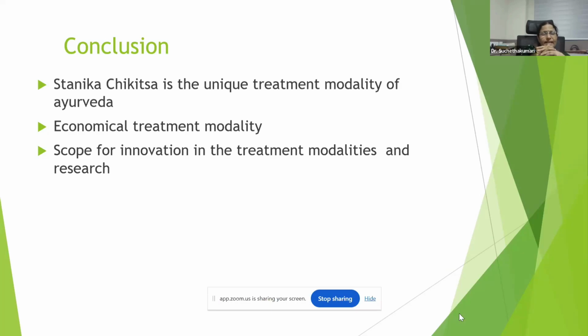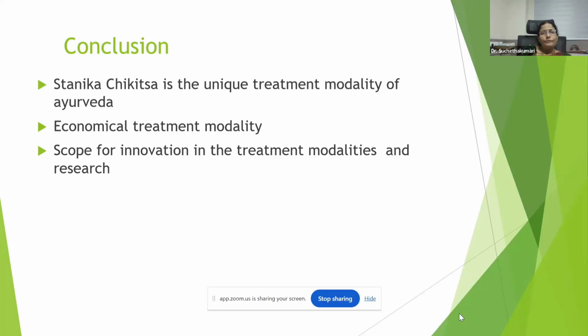All these Sthanika Chikitsas have to be done in the hospital. The patient has to come to the hospital and she can either get admitted, or, for some of the treatments apart from the Uttarabasti, all the other treatments can be done on an OPD basis. But still, the patient has to come to the hospital and get exposed. So it may cause inconvenience to some of the patients. So now we have the chance for innovation.